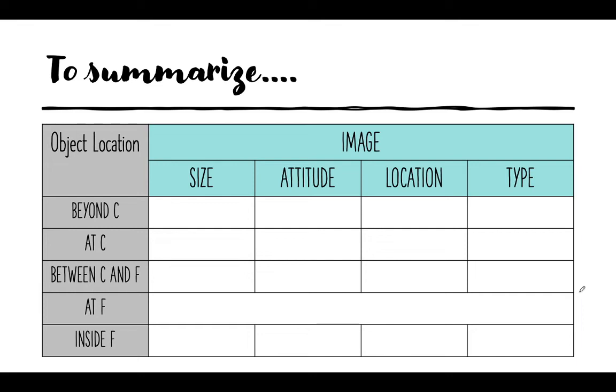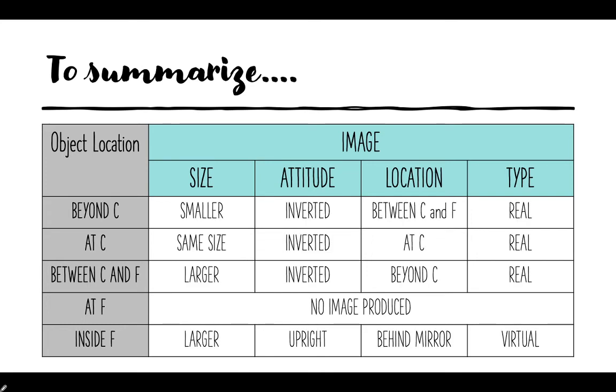So just to summarize all of what we've done, all of the 5 different scenarios, I want you to go back to the note, look at all of the diagrams that we've done, and fill in the SALT for each of these different images produced when the objects are at different locations. So when the object is beyond C, what does the SALT look like? And so on and so forth. So pause the video, fill it in, and then come back, and then I can show you the answers. Okay, I'm going to show you the answers. So this should be your chart completed.